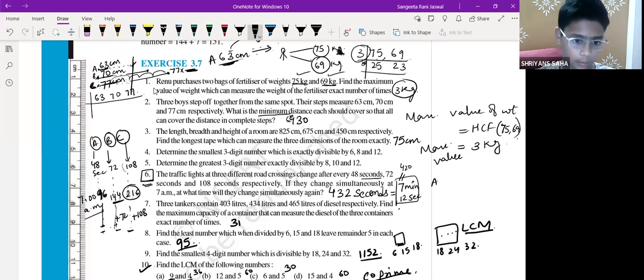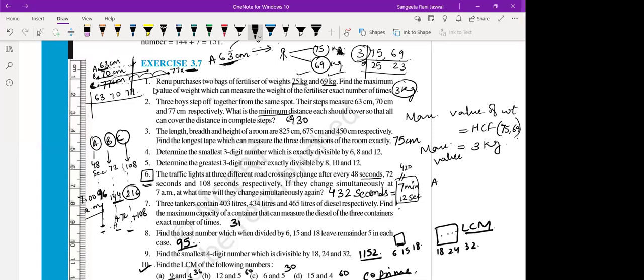Okay, so the lights will change many times, but the very first time after 7 o'clock, when will they change? So we find the LCM of that. Please find out the LCM. I hope you are understanding.